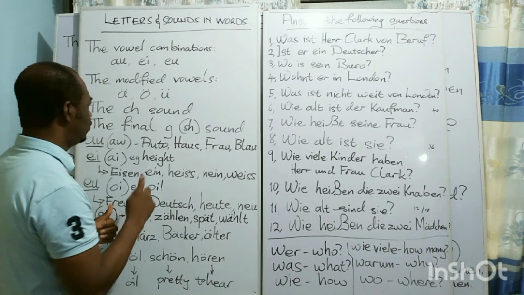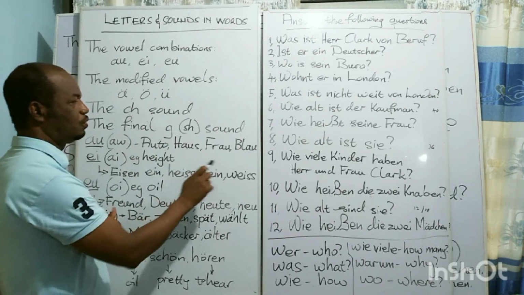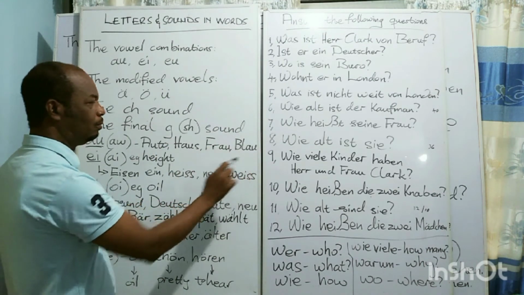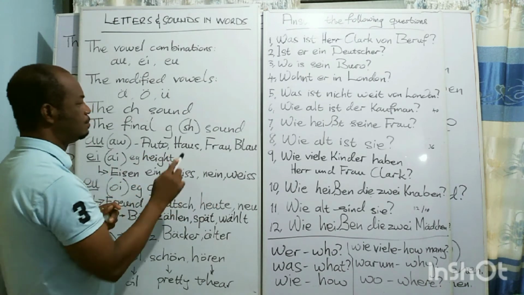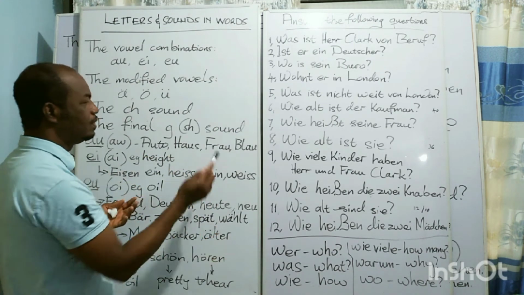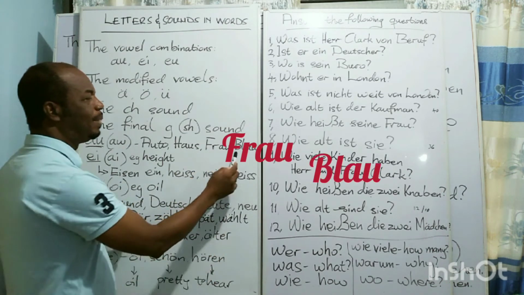All right, so auto, Haus, Frau, blau. So we know auto to be a car. Haus is a house. Frau is a woman. Blau is blue.